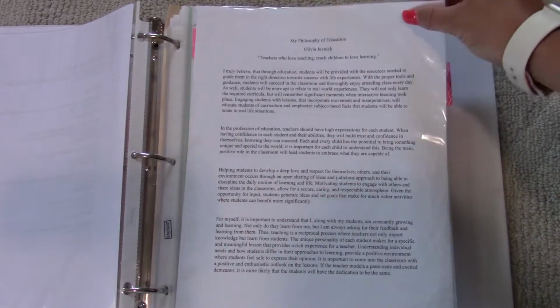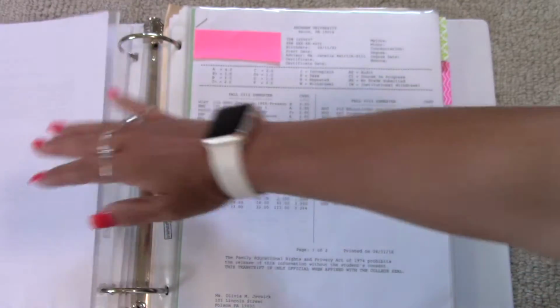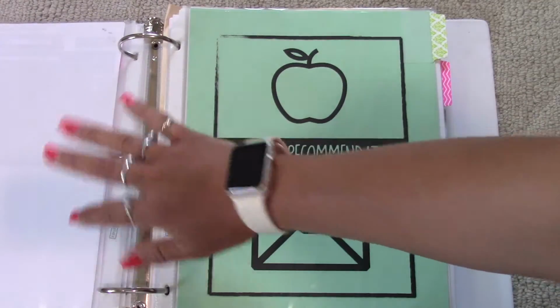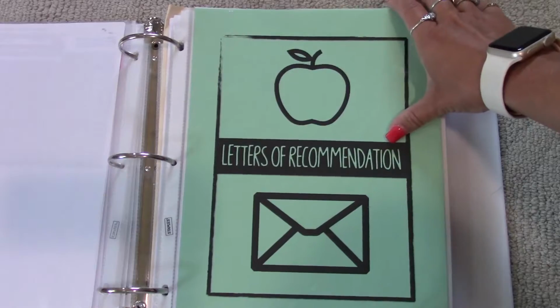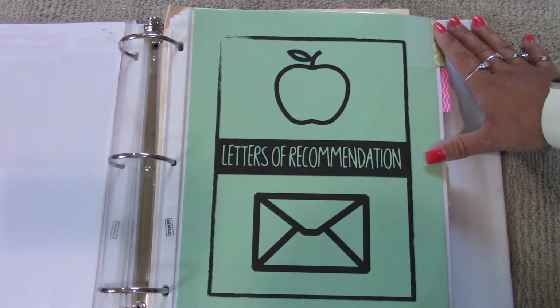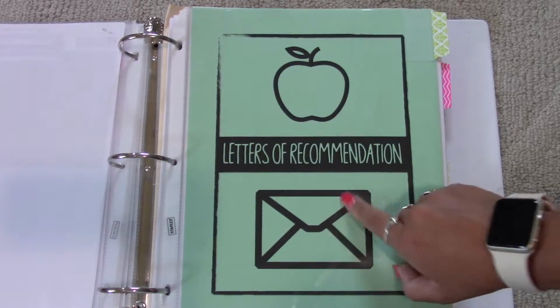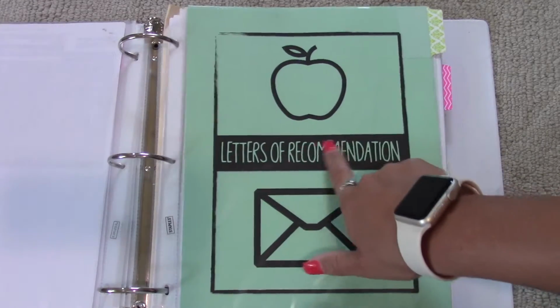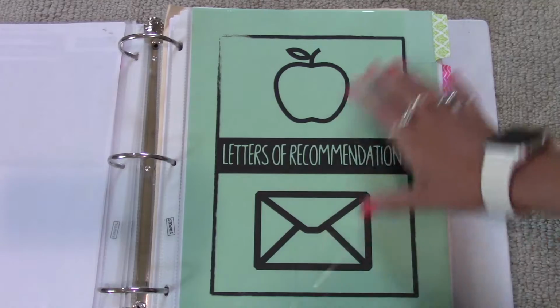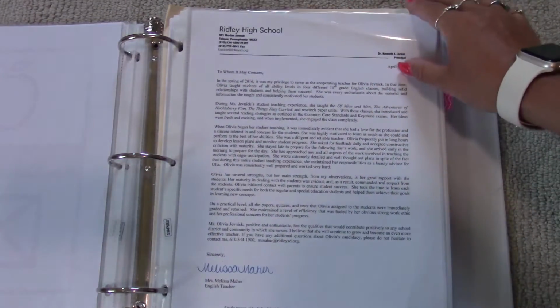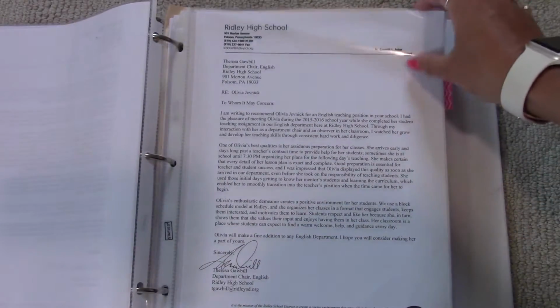Then I have my philosophy of education, and then I have my college transcripts. So then after all of those professional content papers, I have my letters of recommendation. Same kind of template, I just updated the picture here to whatever the section really was. So these are all my letters of recommendation. I just have, I think, 6 of these.